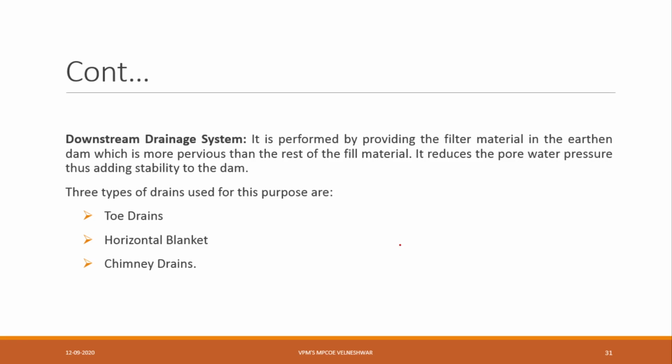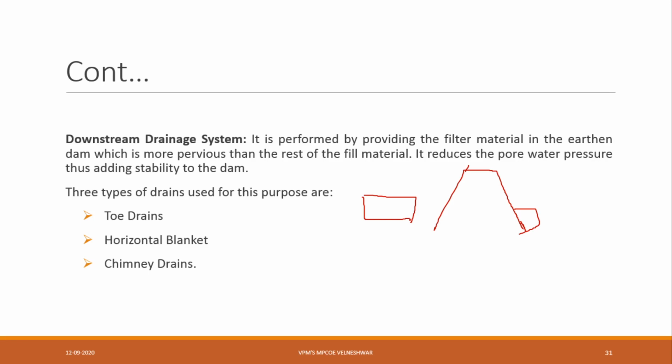Next, downstream drainage. Generally downstream drainage means toe drainage, horizontal blanket, and chimney drains. Toe drains means, for suppose this is our dam, here we will provide some drainage. This is nothing but toe drainage and this is nothing but horizontal blanket. We can provide the horizontal blanket either on the upstream side or downstream side. Next one is chimney drainage.